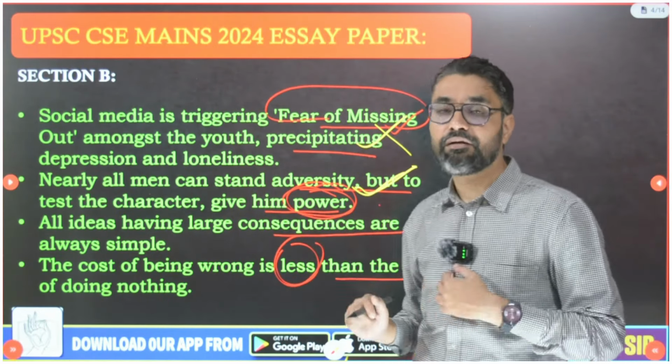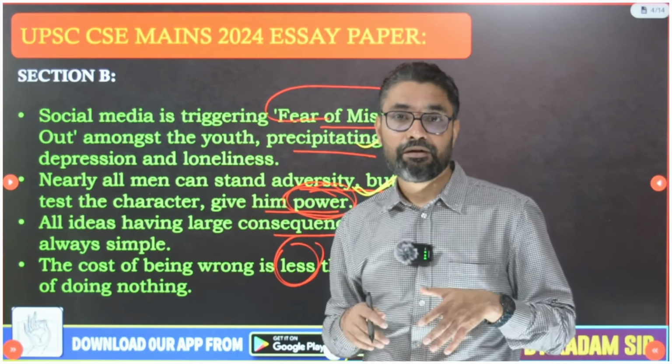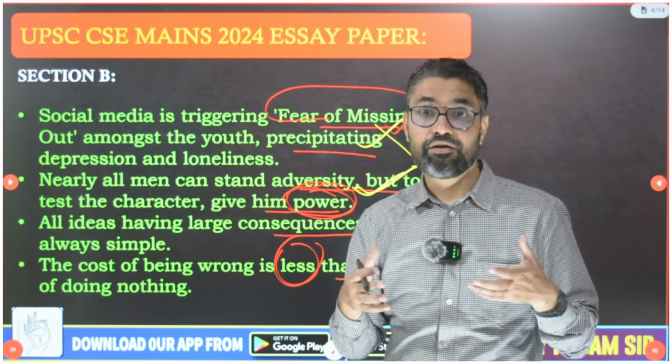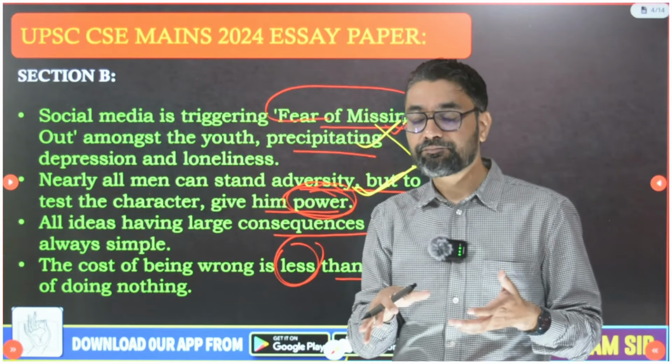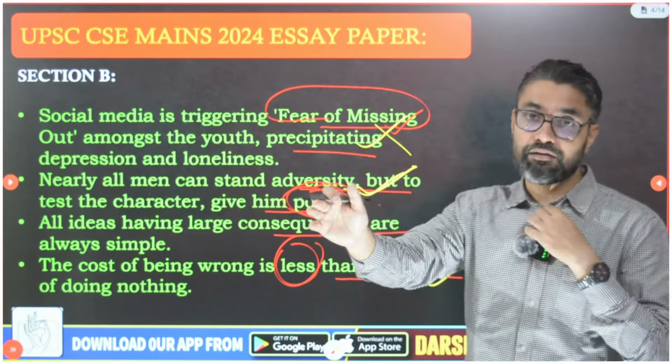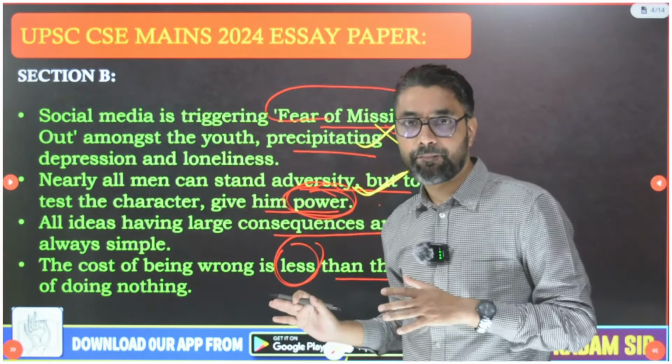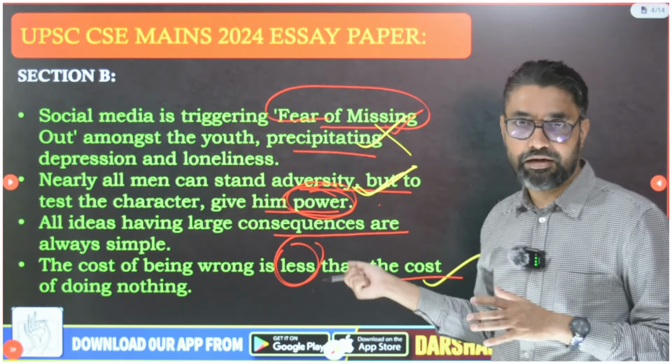So that way you can link it with India. In India we have such a high youth population, and if you don't take corrective steps now, it will backfire in the future. So that way you can write some points.